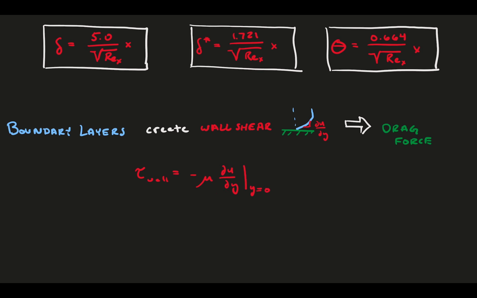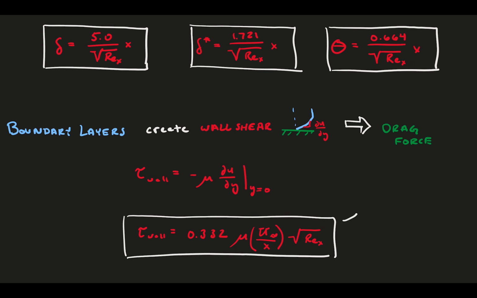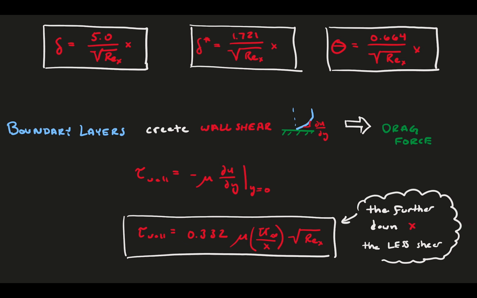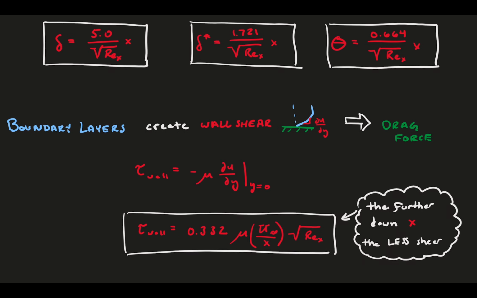Recall Newton's law of viscosity. If we calculate it at the wall, we have the shear stress at the wall. Numerically, we can do this derivative to our flow field and come up with another estimated expression for laminar boundary layers. Interestingly, you might notice that the further downstream you go, the less the fluid pulls on the surface. This is because as the boundary layer grows, the velocity gradient near the wall gets smaller.